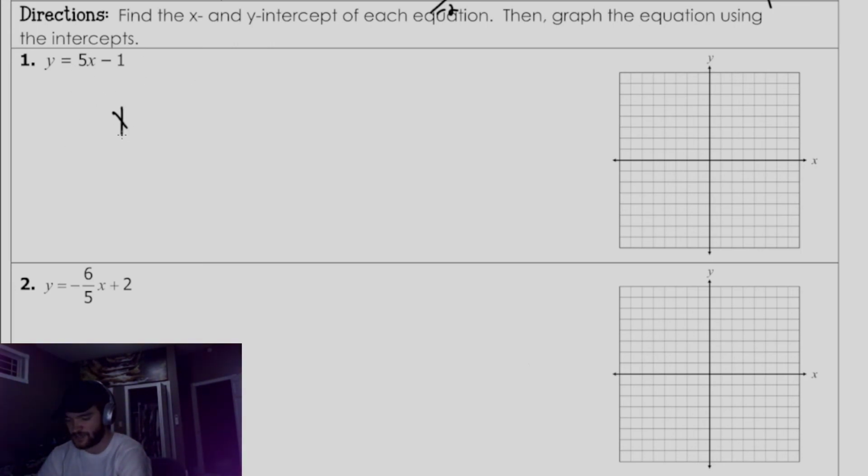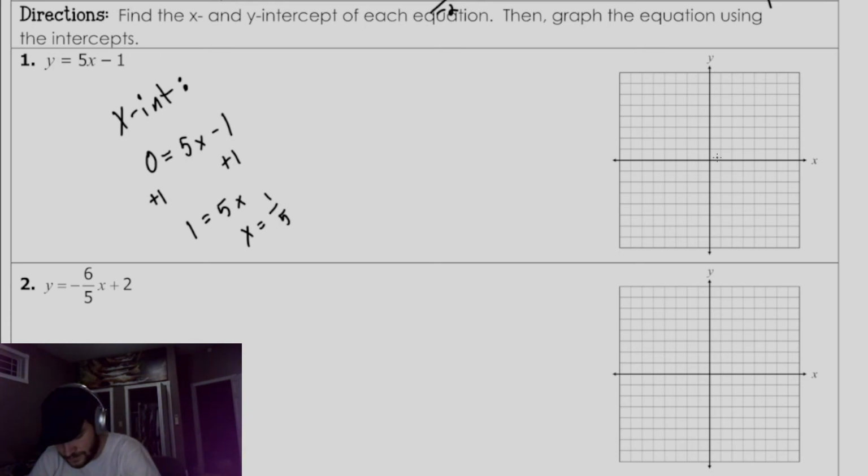I'm going to try to find the x-intercept first. This is usually the tough one. For the x-intercept, I'm going to plug in a 0 for y, leaving me with 5x minus 1. Now I add 1 over here. So I get 1 equals 5x. So then x equals 1/5. So at 1/5, we've got a little dot.